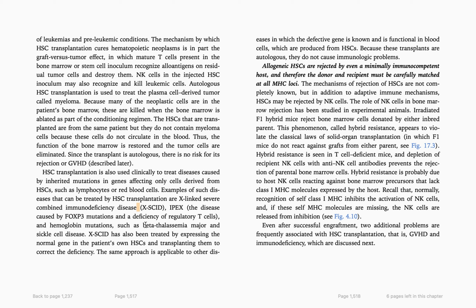Hybrid resistance is probably due to the host natural killer cells reacting against bone marrow precursors that lack the class I MHC molecule expressed by the host. Recall that normally recognition of self class I MHC inhibits the activation of natural killer cells, and if these self MHC molecules are missing, the natural killer cells are released from inhibition. Even after successful engraftment, two additional problems are frequently associated with hematopoietic stem cell transplantation, that is, GVHD and immunodeficiency, which are discussed next.